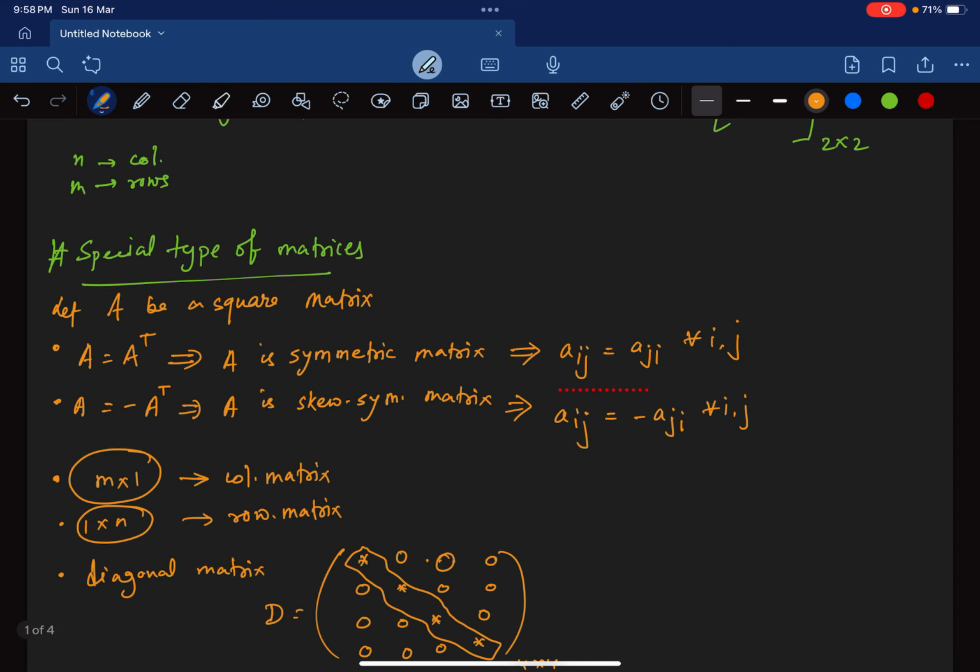Now another thing: if you have a square matrix A, and the determinant of A is not equal to 0, then A is called a non-singular matrix. If it is non-singular, the determinant is not equal to 0, so the inverse also exists. These are a few terminologies you already know from your 11th or 12th standard. This was just for your recall purpose.